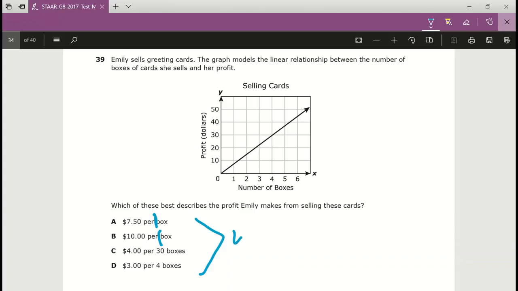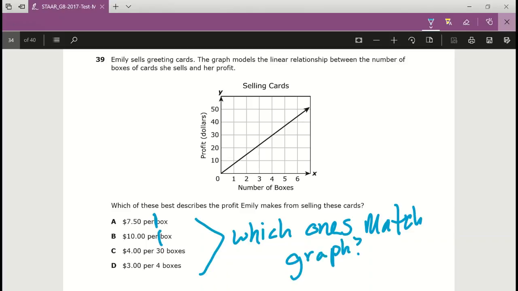So we want to find which of these answer choices match the graph. So for choice A, it's $7.50, so it's over here for 1 box. So I go up from 1, and I go over, and I'm just a hair less than 10. So I would say we're maybe at $7.50.